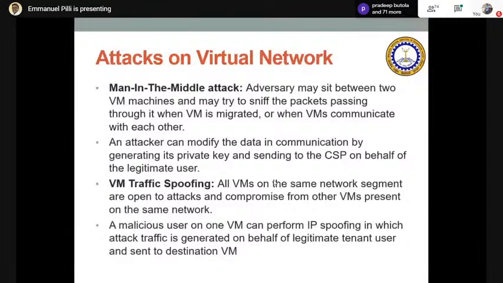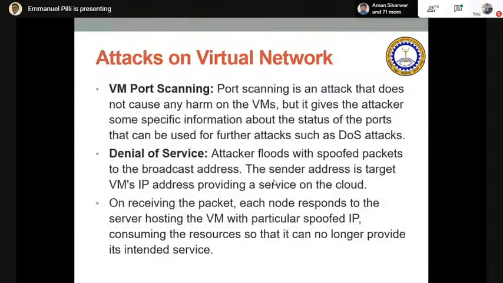Traffic spoofing: all the VMs on the same network segment are open to attacks and compromise from other VMs present on the same network. Any virtual machine, because it is given a number by the virtual network, can act like anything else on the same virtual network. So IP spoofing, which is possible in network security, is also possible for a VM. You can change the IP, and it's easy to do. A malicious user on one VM can perform IP spoofing, in which attack traffic is generated on behalf of the legitimate tenant user and sent to the destination VM. So this is possible.